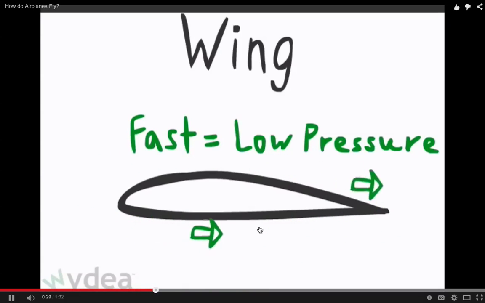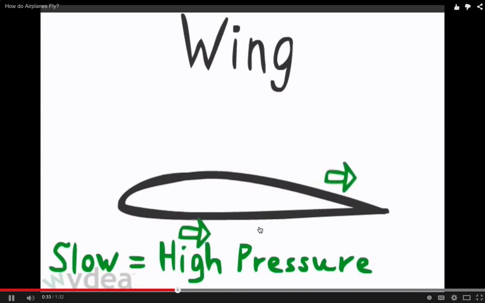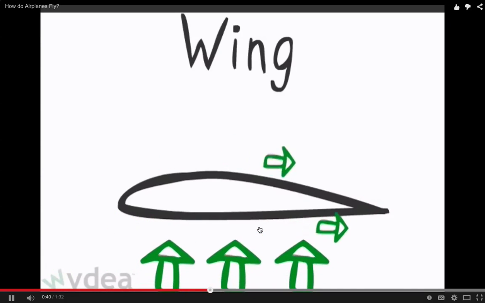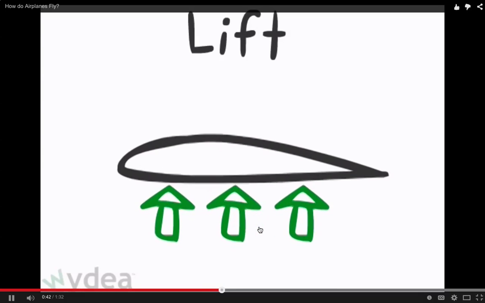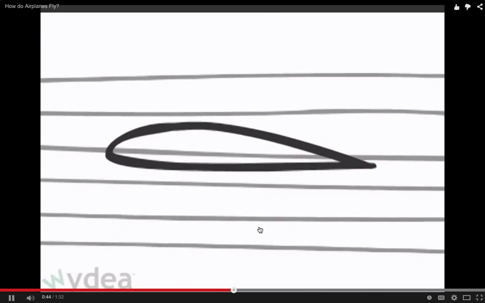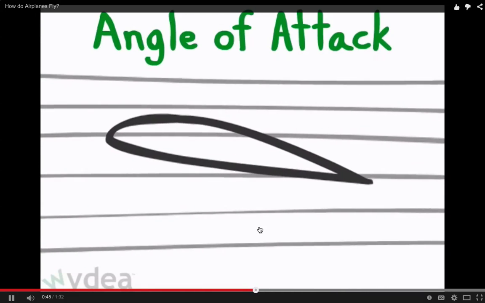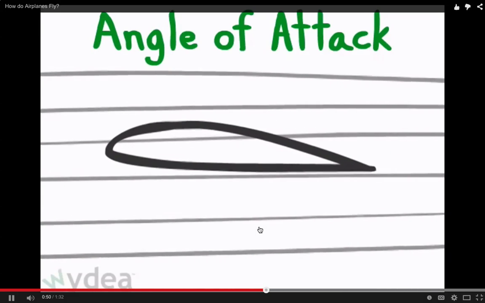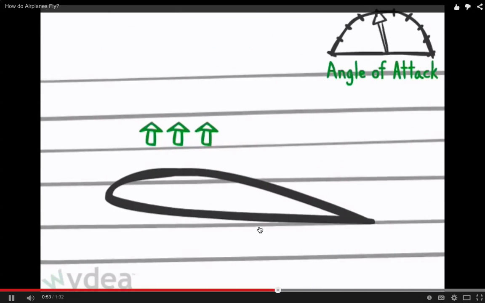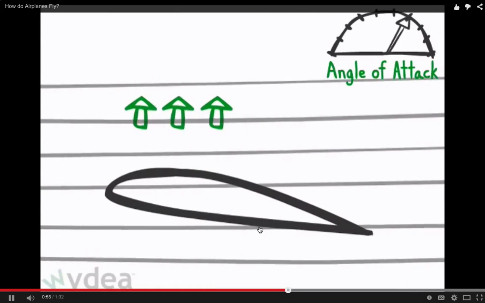A principle in physics states that faster-moving air has lower pressure than slower-moving air, meaning that there's more pressure on the bottom of the wing than on the top of the wing. The higher pressure air pushes up on the bottom of the wing, and the result is lift. The angle of the wing relative to the air that it slices through, called the angle of attack, also contributes to the wing's lift. A wing at a higher angle of attack generates more lift than a wing at a lower angle of attack.